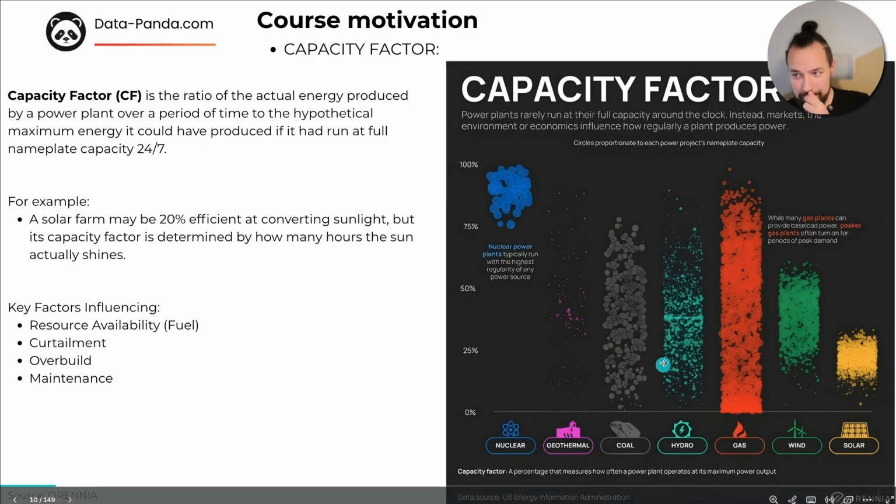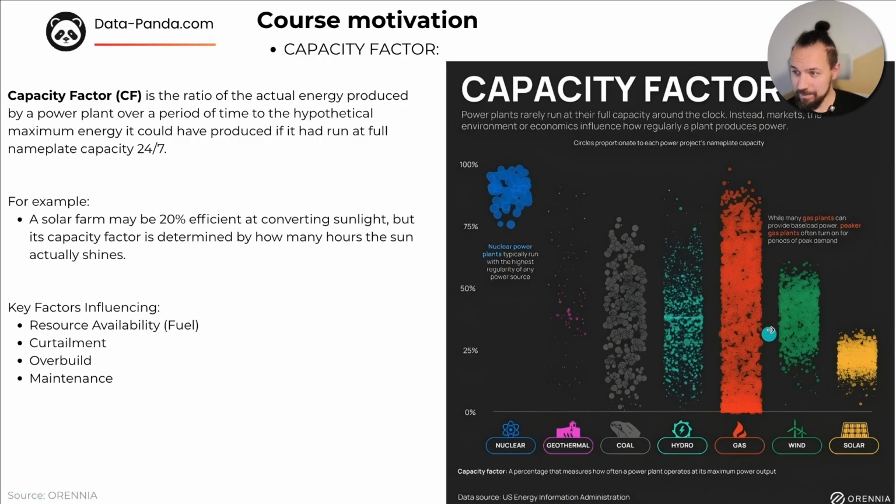You can see that many dots represent many power plants around the world. But generally, for solar, we can see they are grouped around 25%. For wind, it will be a little bit higher. For gas, there are a lot of dots, and different gas power stations will have different profiles.